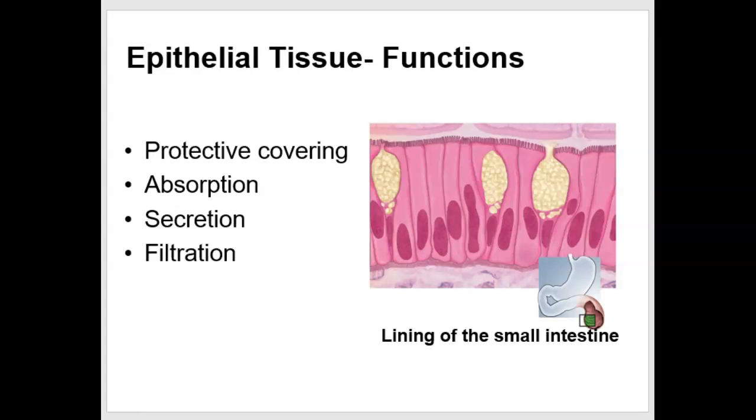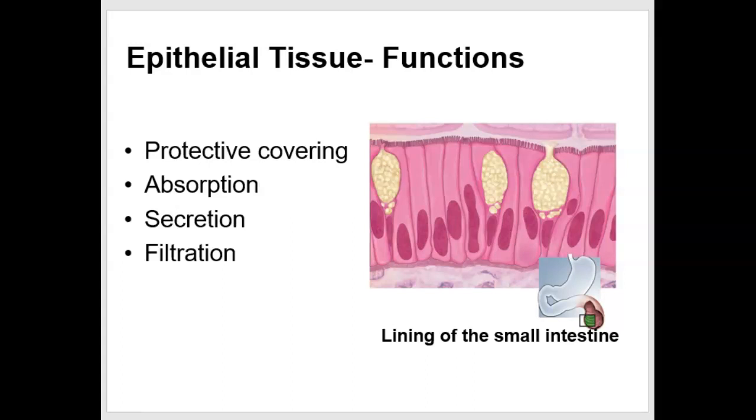Epithelial tissue is also important in the kidney, where it performs filtration. So the blood filters through epithelial tissue and wastes are removed, and that becomes part of your urine.